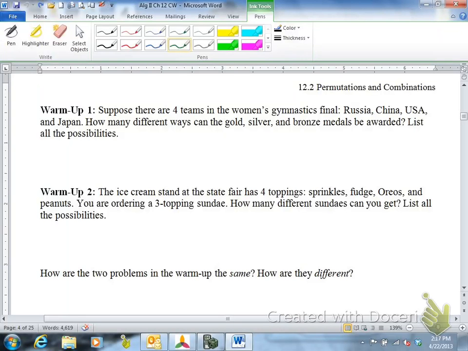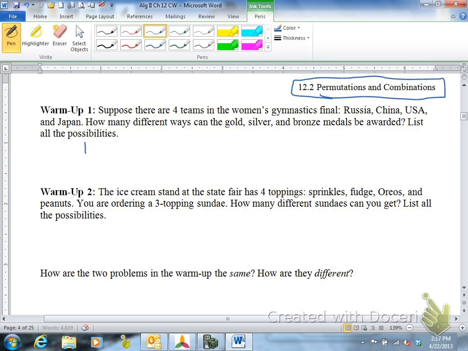So today we're talking about permutations and combinations, which you may have talked about in Algebra 1. Just to give you an idea of the difference between a permutation and a combination, I have two warm-ups. First, suppose there are 4 teams in the women's gymnastic finals: Russia, China, US, and Japan. How many different ways can gold, silver, bronze medals be awarded?